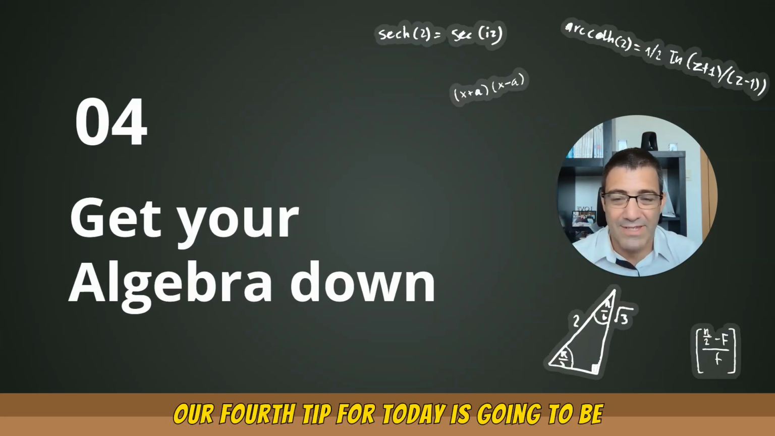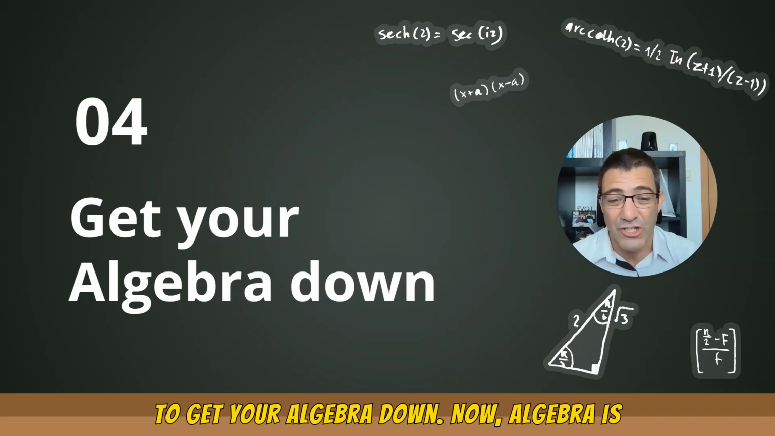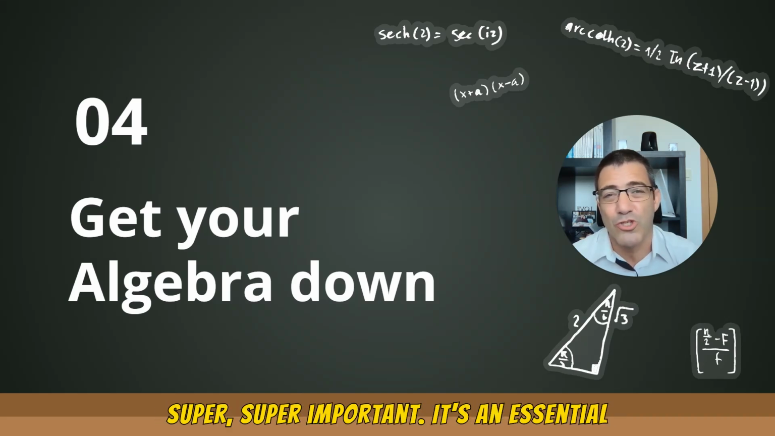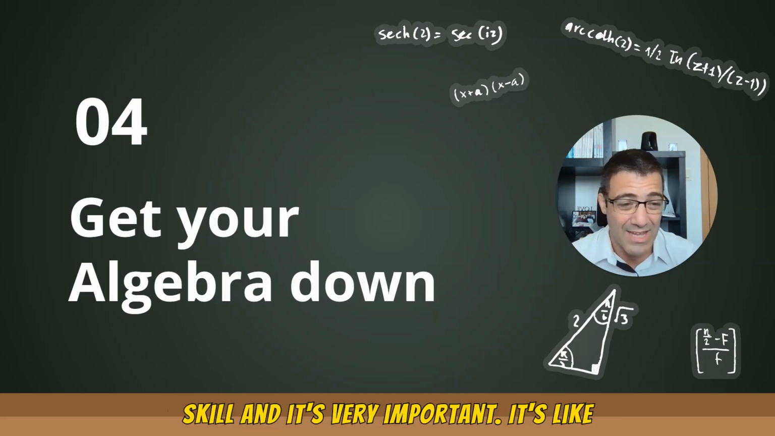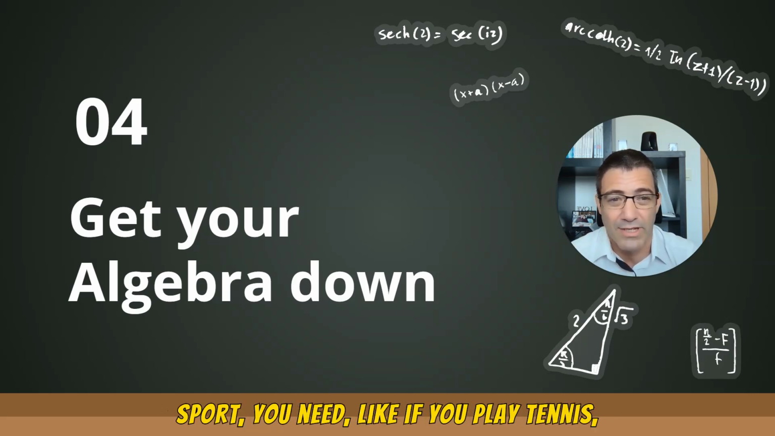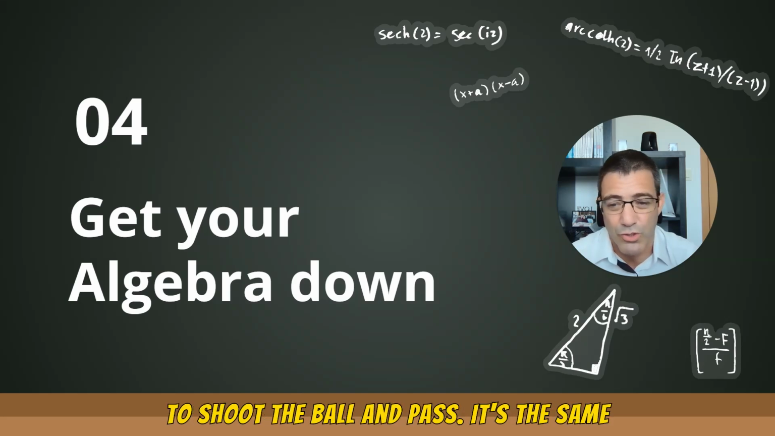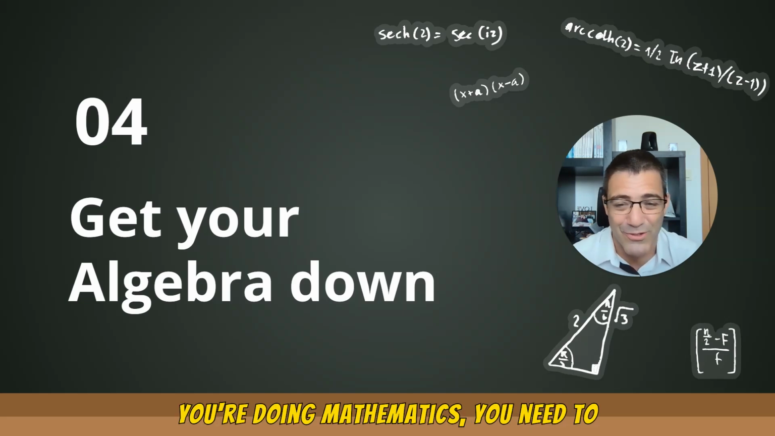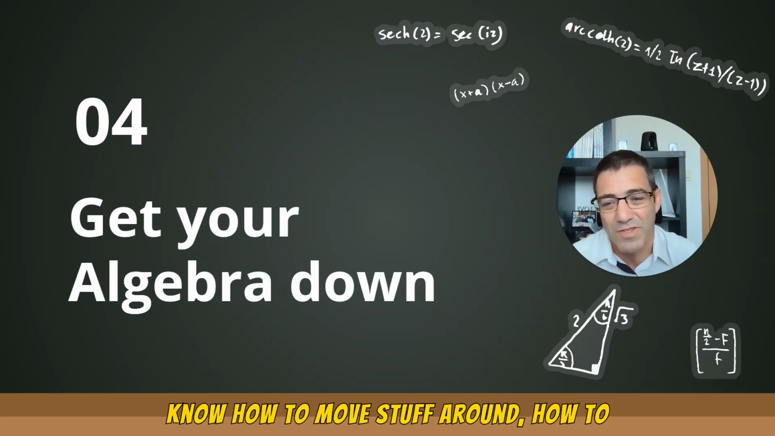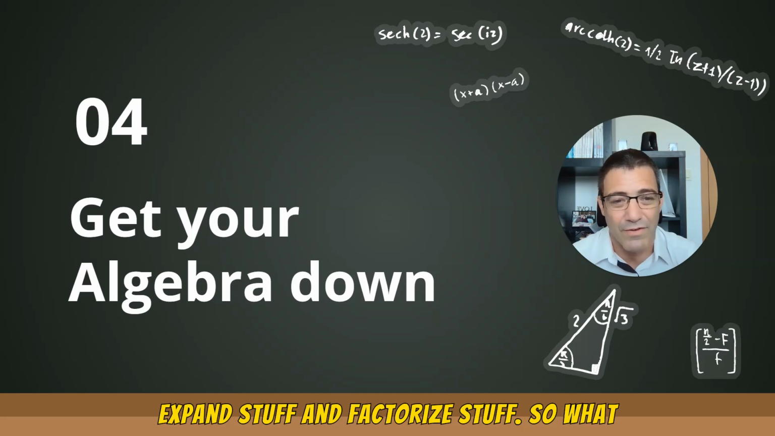Our fourth tip for today is going to be to get your algebra down. Now, algebra is super important. It's an essential skill, and it's very important. It's like your technique, right? If you play a sport, like if you play tennis, you need a forehand and a backhand. If you play football, you need to know how to shoot the ball and pass. It's the same thing. If you're doing mathematics, you need to know how to move stuff around, how to expand stuff and factorize stuff.